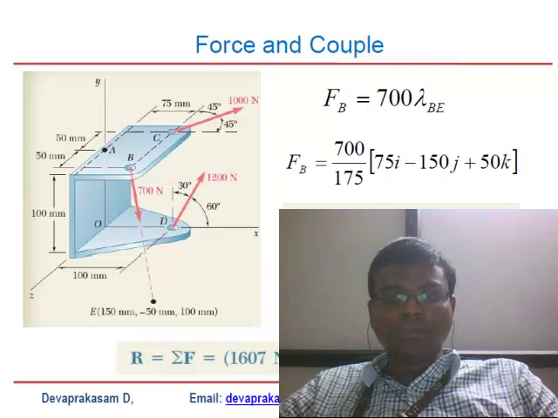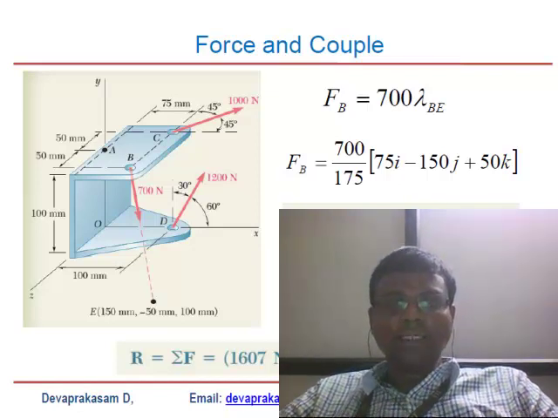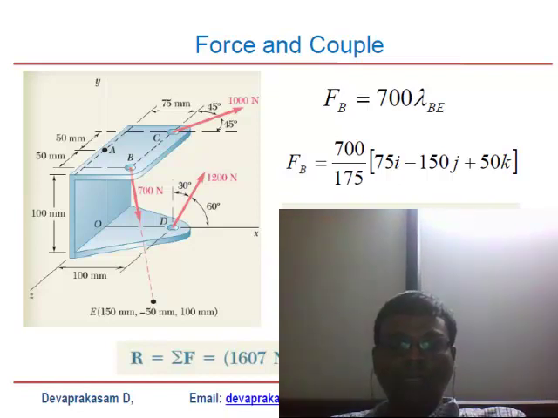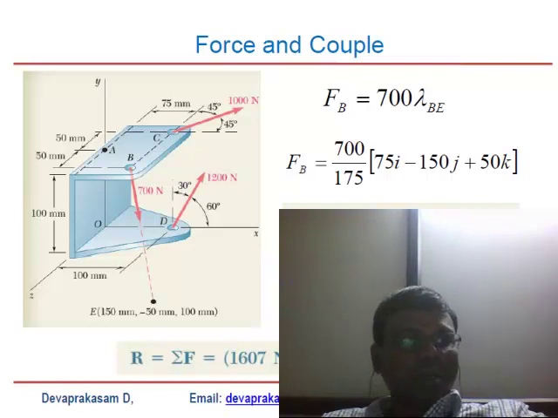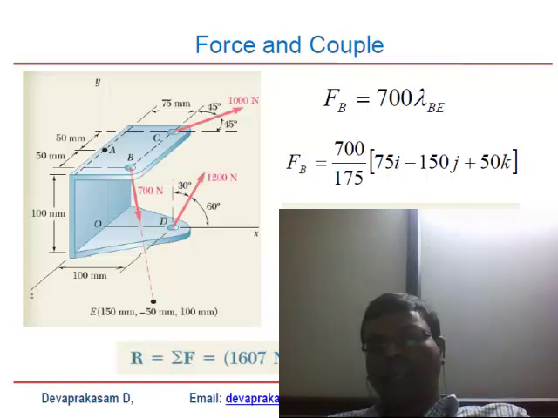So if you add these forces to maintain the equilibrium condition, the resultant force has to be the sum of all the x forces, y forces, and z forces. You get the resultant force components as 1607 Newton, 439 Newton, and 507 Newton. The resultant force has to be there to maintain the equilibrium.